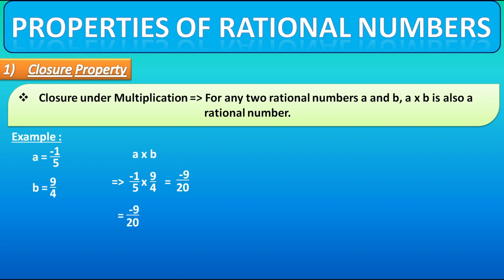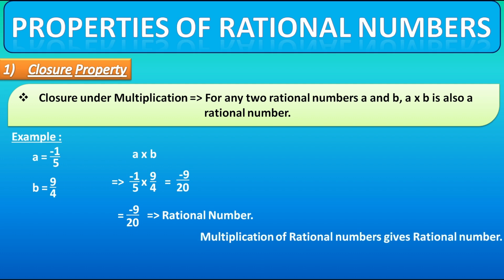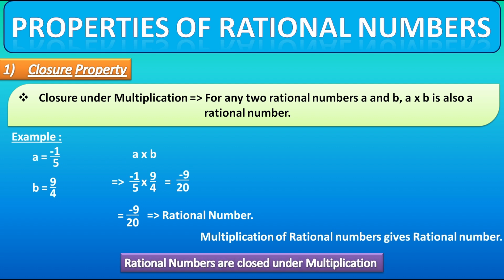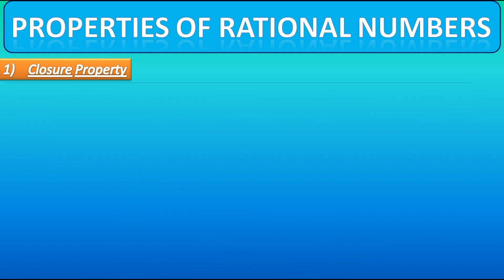That means multiplication of rational numbers gives us a rational number. Therefore, rational numbers are closed under multiplication. Now let's check this property for division.